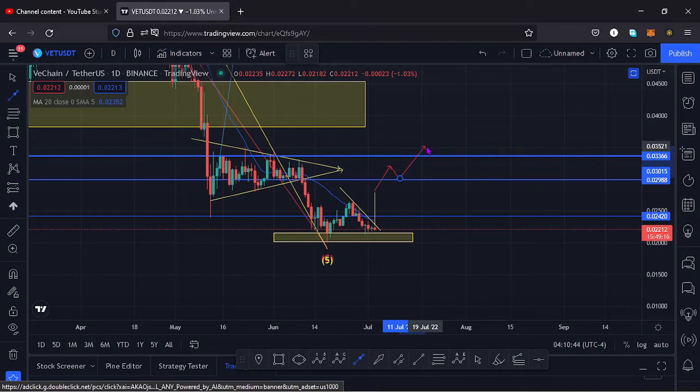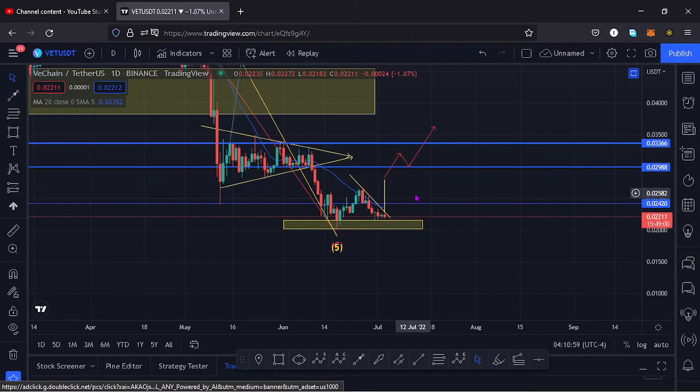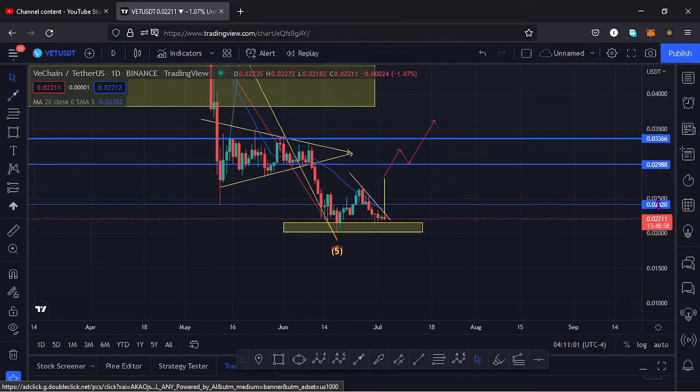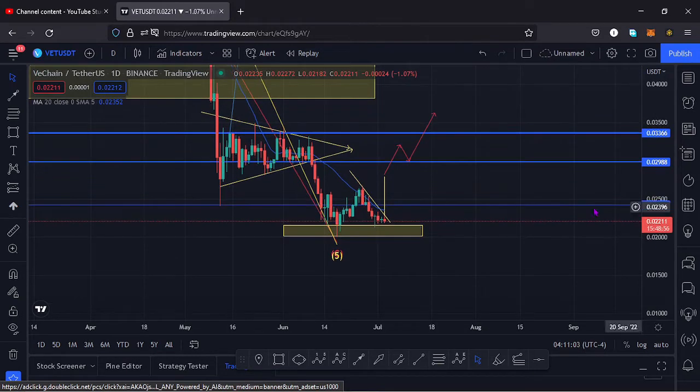We can go to the next area of resistance at around the $0.033 mark, and if we break above that and continue pushing higher, it's possible that we go to around the $0.04 mark. And that's very positive for Vechain. I hope that move will play out, and I'll keep you updated if it plays out.